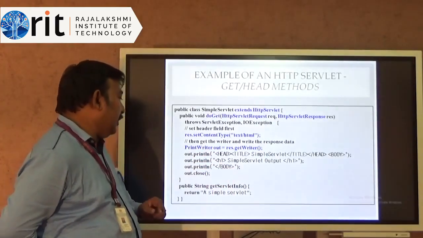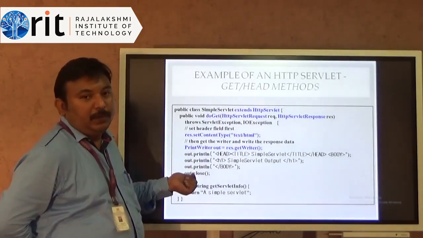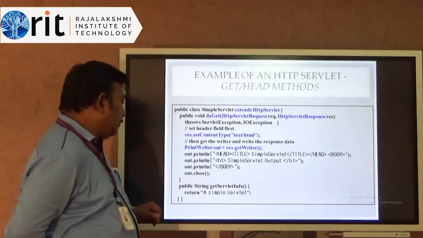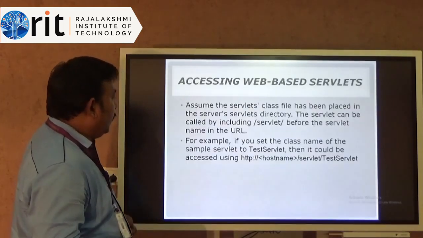Then you have to close the tags. So finally you have to close the PrintWriter object. So out.close will close the writer's object. Now, how to execute it?